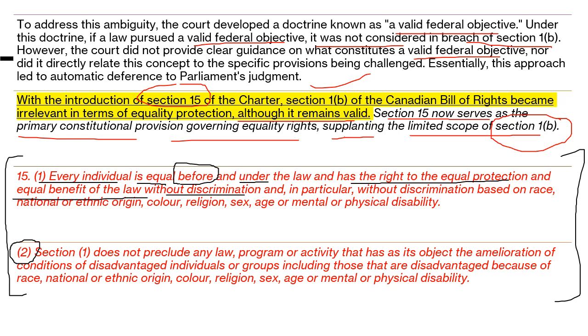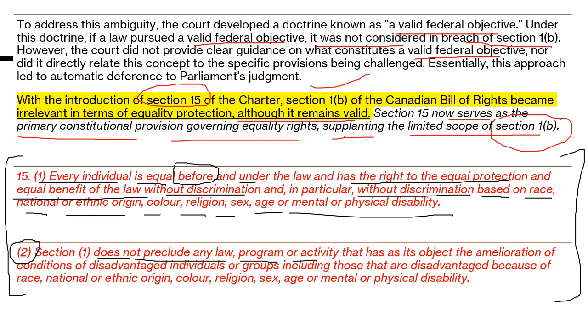Nobody can discriminate against you. In particular, what are the grounds of discrimination? Nobody can discriminate against you on these listed grounds. These are the grounds directly mentioned in the section: race, nationality, ethnicity, color, religion, sex, age, mental or physical disability. Subsection 2: Subsection 1 does not preclude any law, program or activity that has as its object the amelioration of conditions.